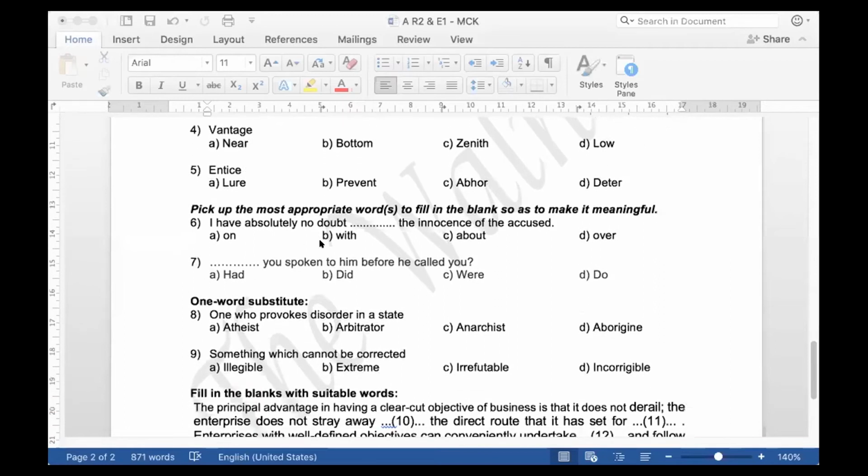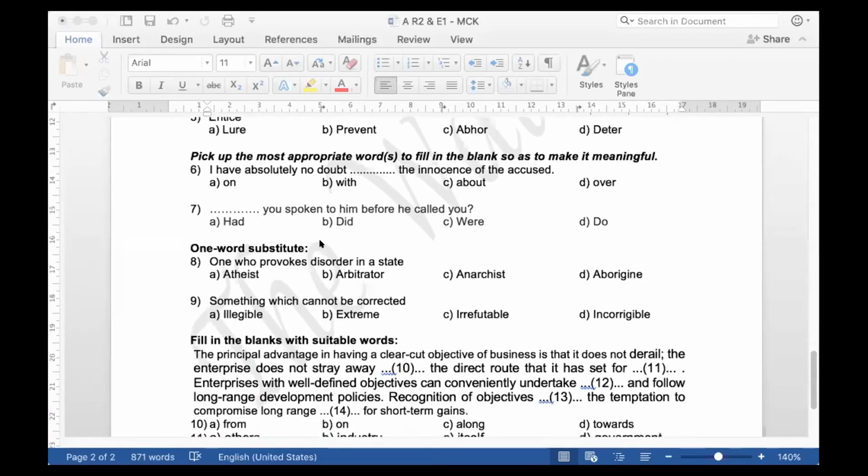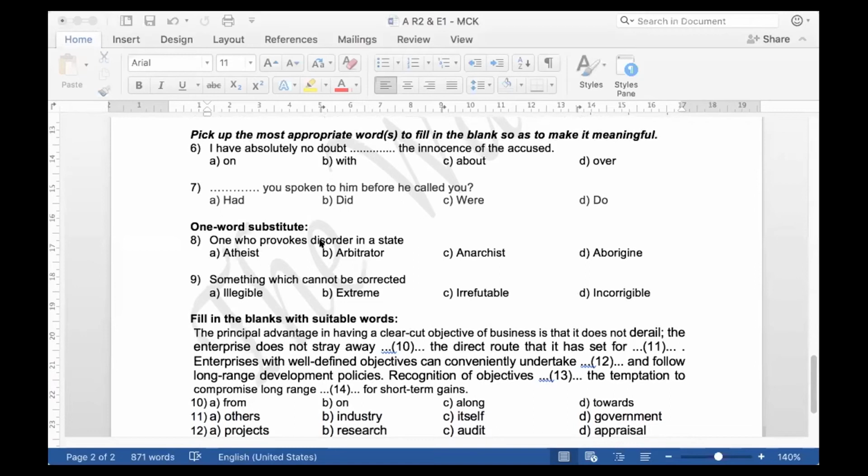Pick up the most appropriate words to fill the blanks so as to make it meaningful. I have absolutely no doubt dash the innocence of the accused. So what is it? About, yes. About the innocence of the accused.